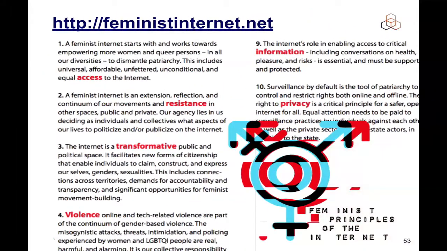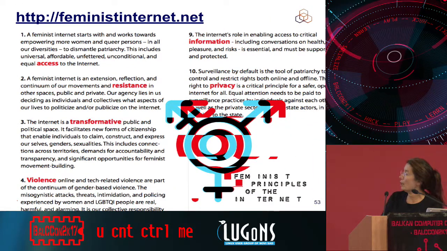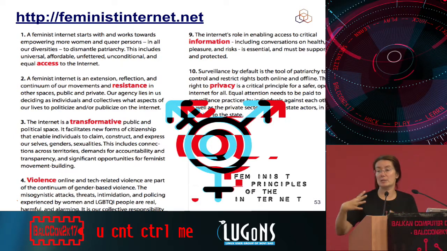There was this group of scientists and hackers and women, and they came up with 20 feminist principles of the internet. You can find them on this website. So how could you design websites or internet protocols that would not condone violence towards users? And how is privacy built into your tools? And so on.